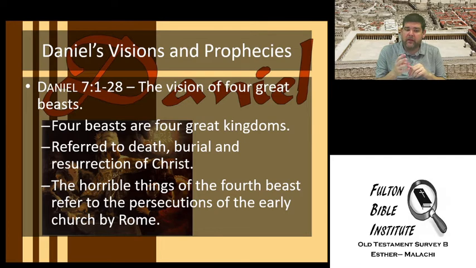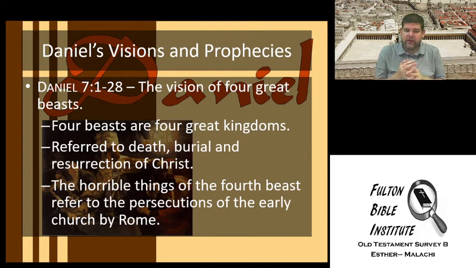These four great beasts line up with the four parts of the statue Nebuchadnezzar saw. The first beast is Babylon, the second is Medes and Persians, the third is the Greeks, and the fourth is the Romans. This also refers to the death, burial, and resurrection of Christ. This death, burial, and resurrection of the Messiah is prophesied about. Again, not in clear terms, but it's mentioned.